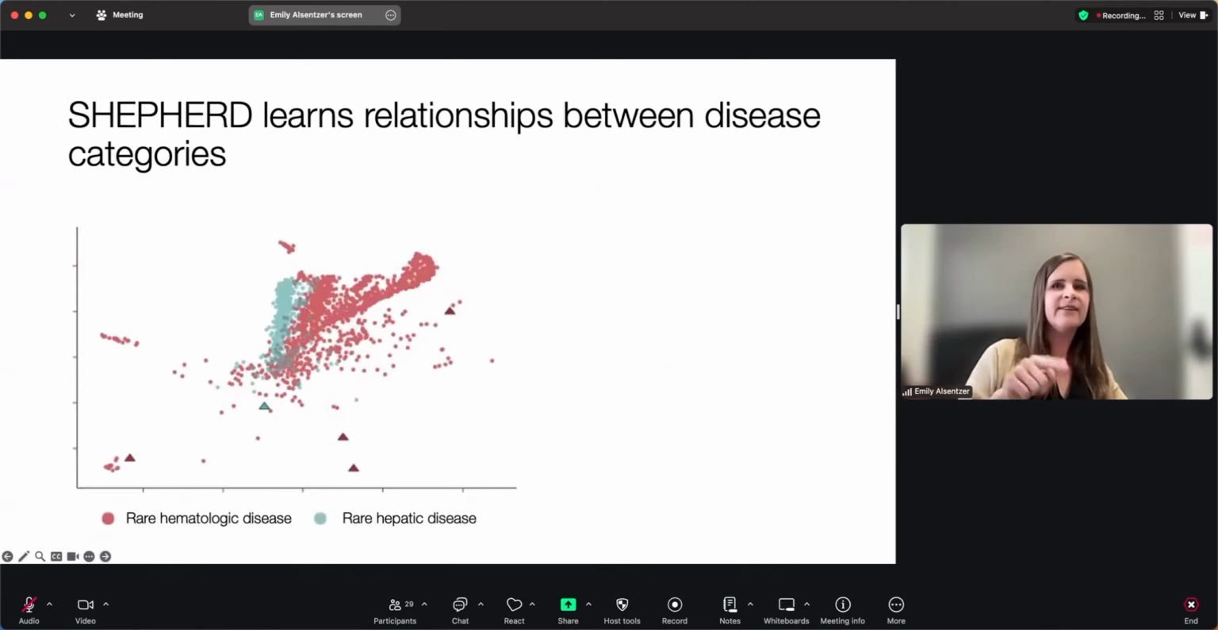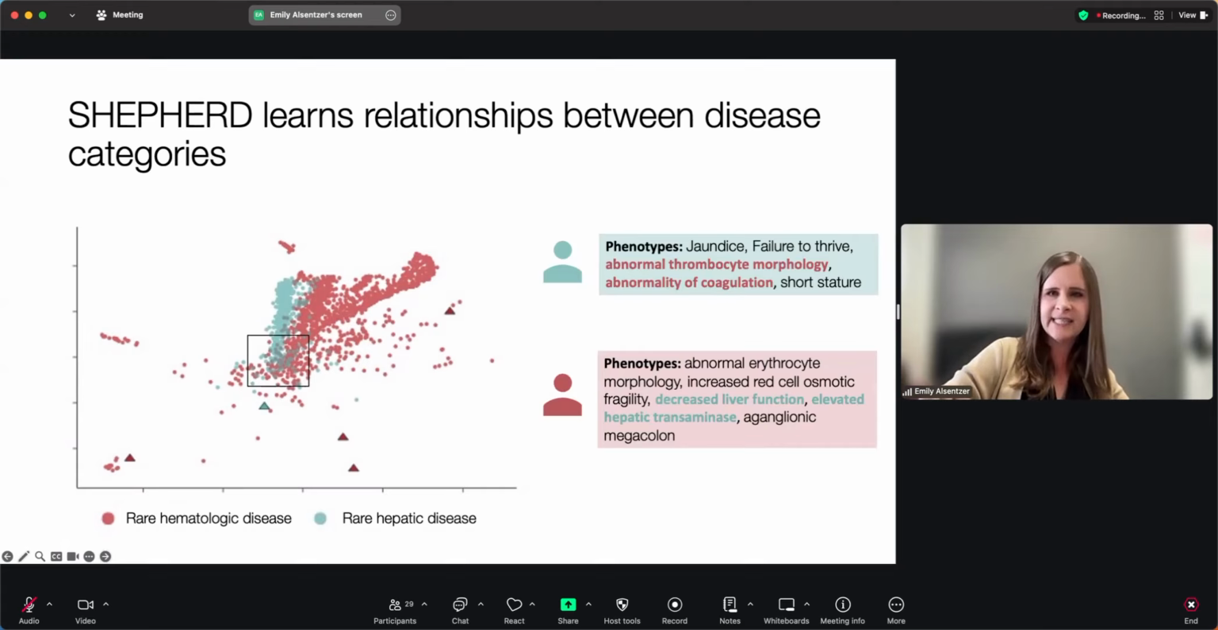Now, importantly, there is also overlap between these disease categories, and this overlap actually represents the fact that these patient disorders often involve multiple different organ systems. So consider as an example here the overlap between these patients with hematologic and hepatic diseases. On the right are 2 patients found in those overlapping clusters. They both have symptoms from each category.